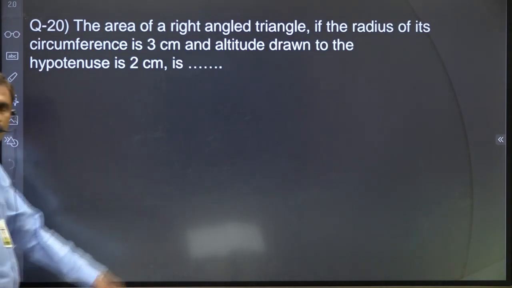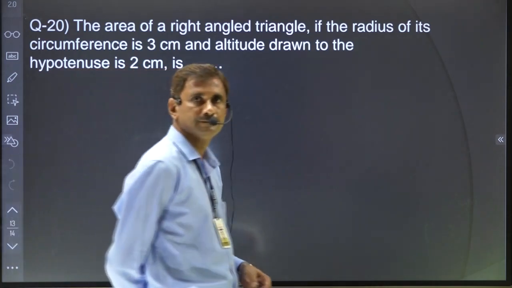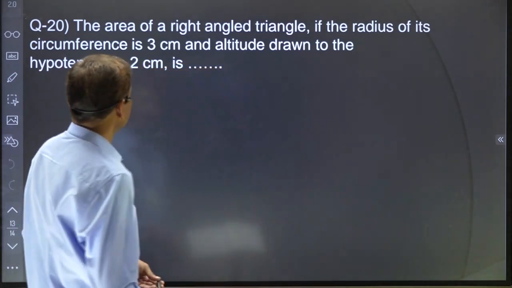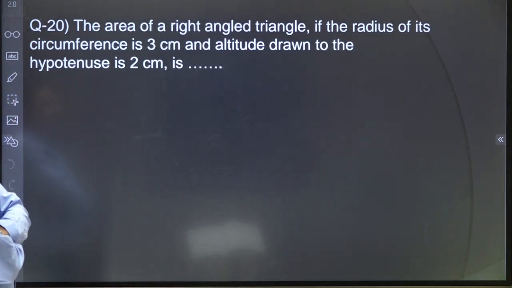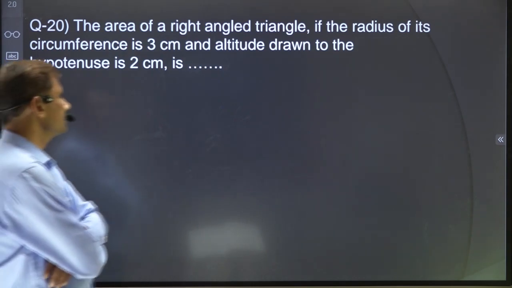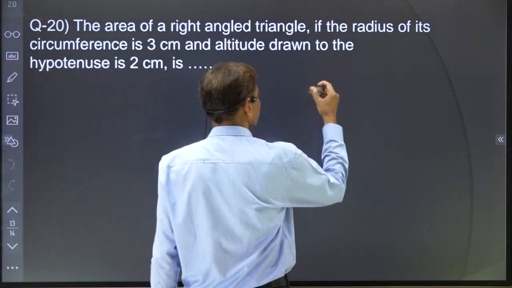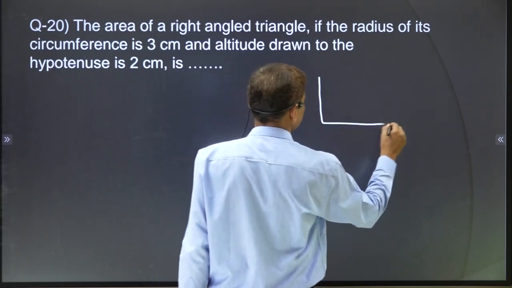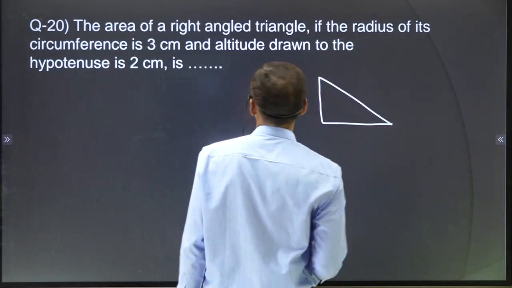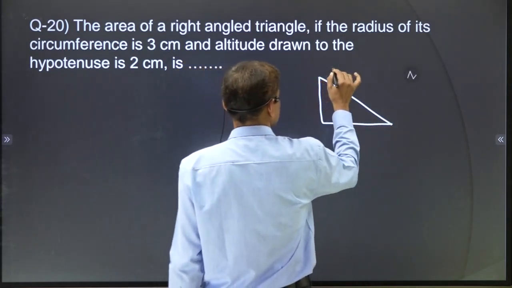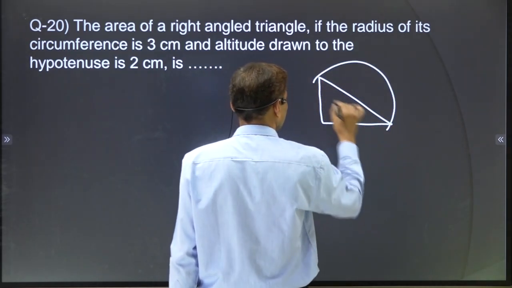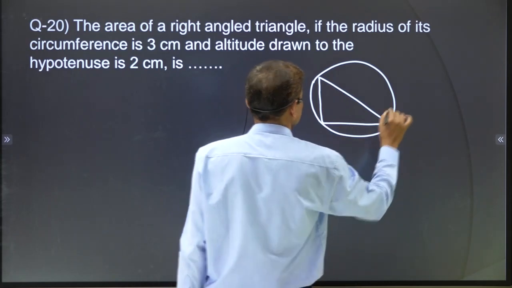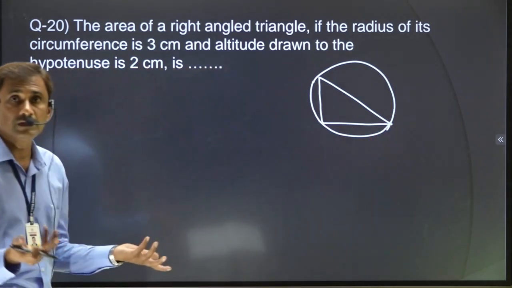Okay, now look at number 20. The area of a right angle triangle if the radius of its circumcircle is 3 centimeter and altitude drawn to the hypotenuse is 2. So first of all draw a right angle triangle. And circumcircle means a circle passing through all three vertices. Okay, otherwise where is the circle?